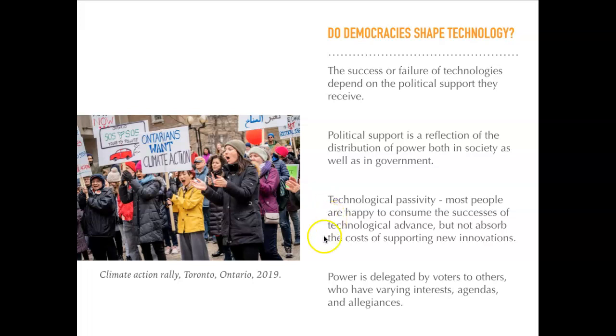And finally, one point is, power is delegated by voters to others who have varying interests and agendas and allegiances. So what we tend to support and vote for oftentimes doesn't translate into what we truly want, which is why things like climate change and building green infrastructure has taken so long and will continue to take so long.